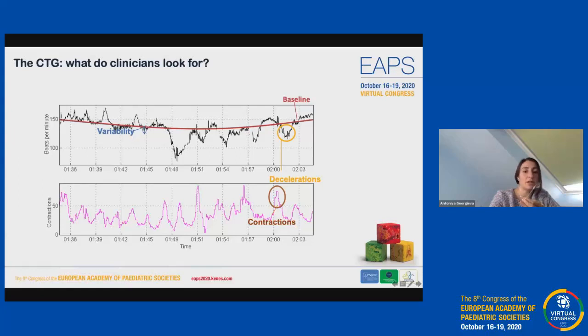Decelerations are very important in labor, in particular their response to contractions. Contractions are challenging the oxygen supply, so how the baby responds to each contraction tells us how it's coping with the lack of oxygen. And variability is quite important as well, and so on. So these are the main characteristics the clinicians are trained to look for.